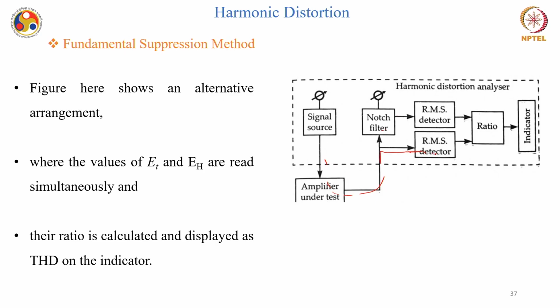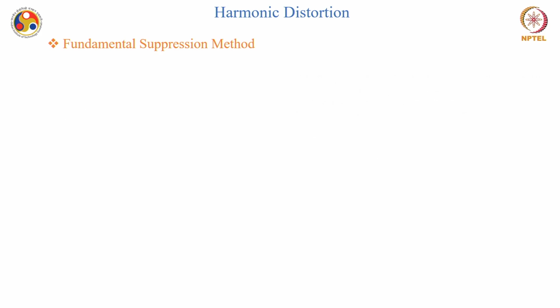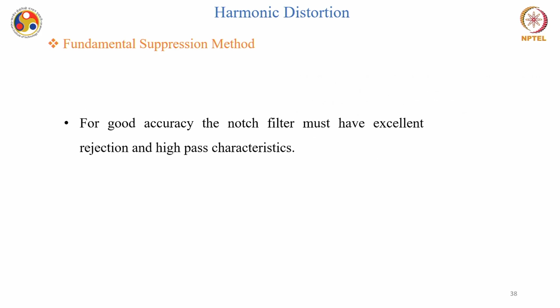I am also feeding it to an RMS detector and feeding it to a circuit which can give me the ratio. So, I am not moving this switch from one position to another, I am calculating both the signals together or simultaneously. Now, their ratio is calculated and displayed as the total harmonic distortion on the indicator.